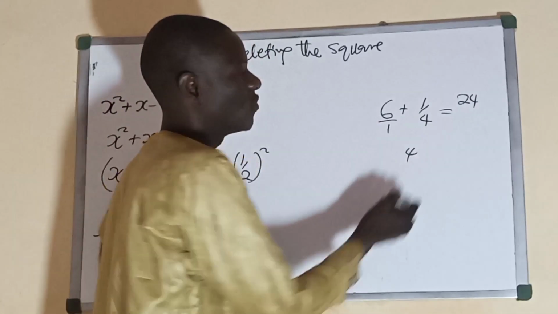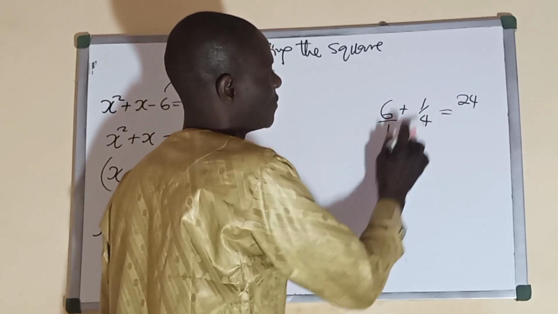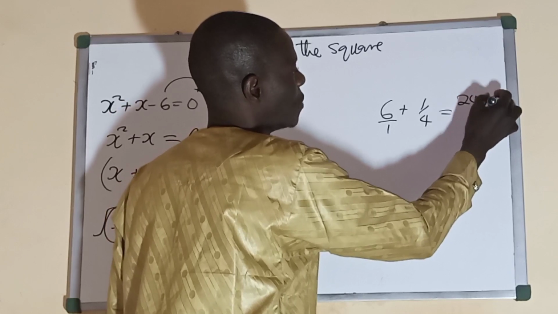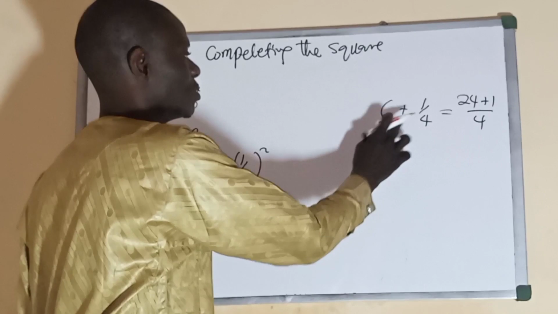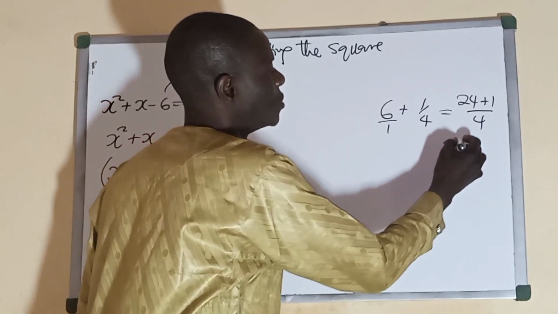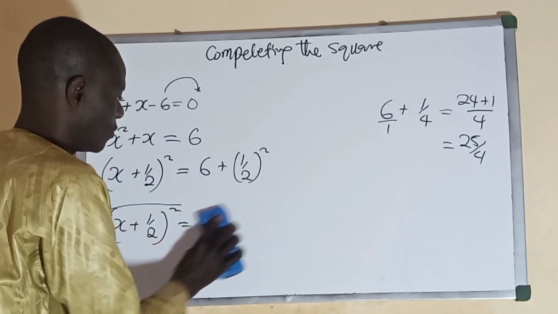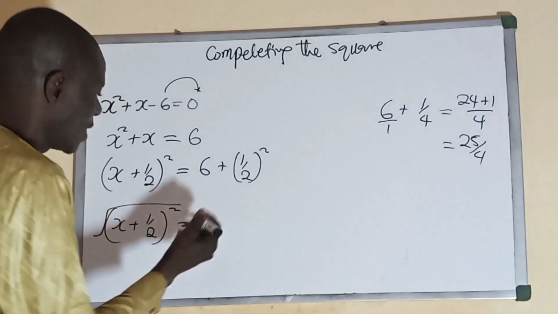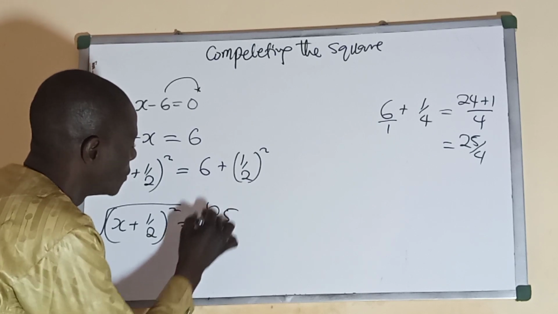Then we have 4 into 4 is 1 time, then 1 times 1, we have plus 1 all over 4. We now use the LCM to simplify this one. So here we have 25 all over 4. So now let us change this to 25 all over 4. We then take the square root of both sides, so we have the square root of 25 all over 4.